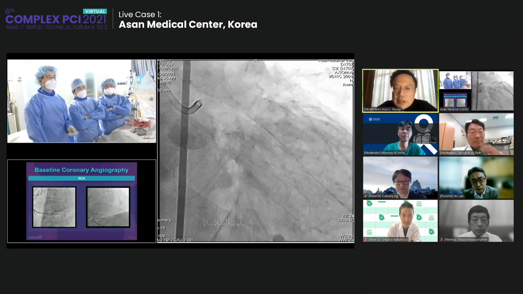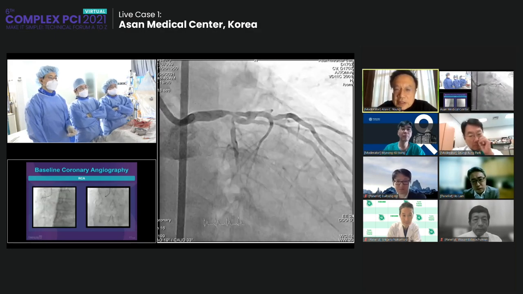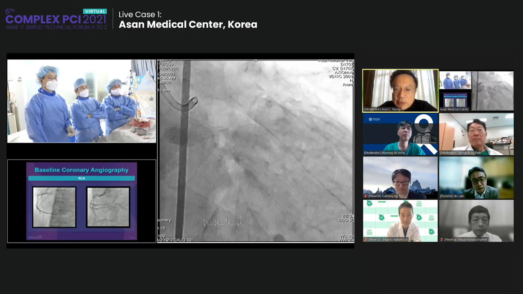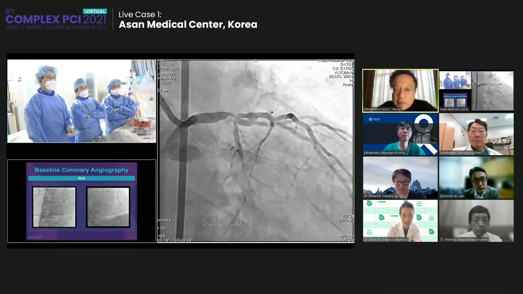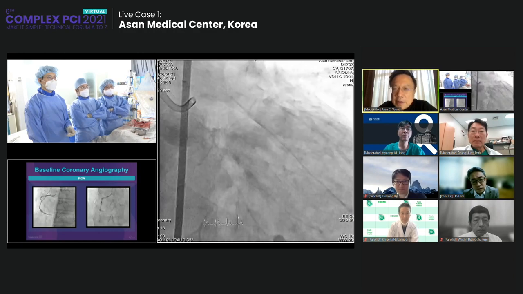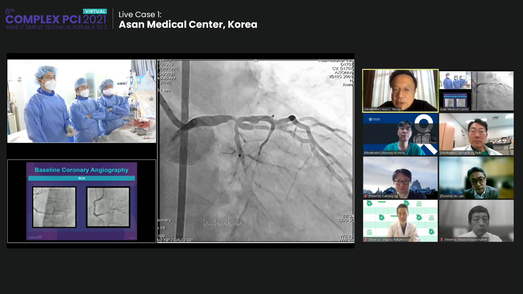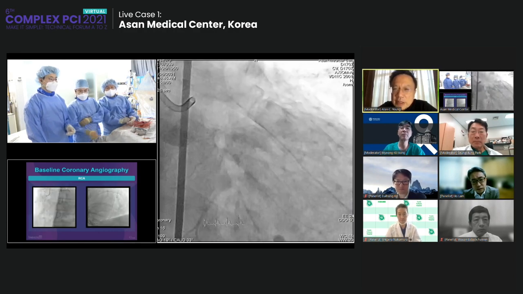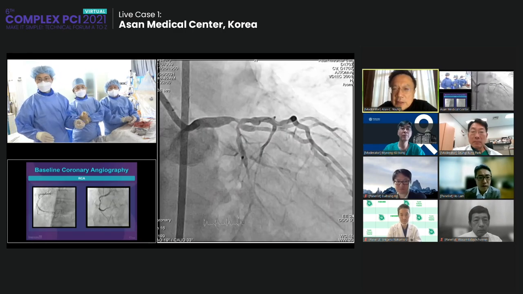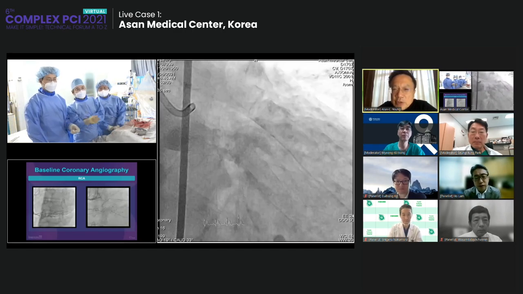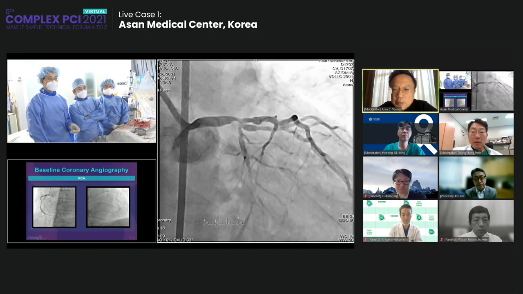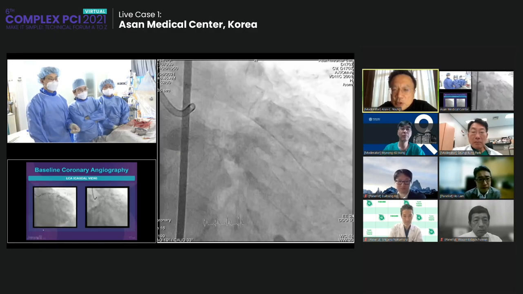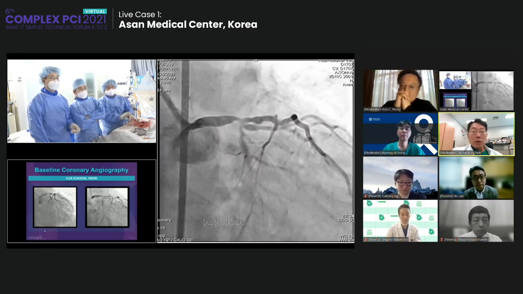I think certainly the circumflex is distally occluded, so whether you approach it first or later, the ramus or the high OM branch also has a stenosis, but that can be stented in the body. Most likely you would need two stents in here. The circumflex has diffuse disease, but a big distribution. What do you think, Nakamura?